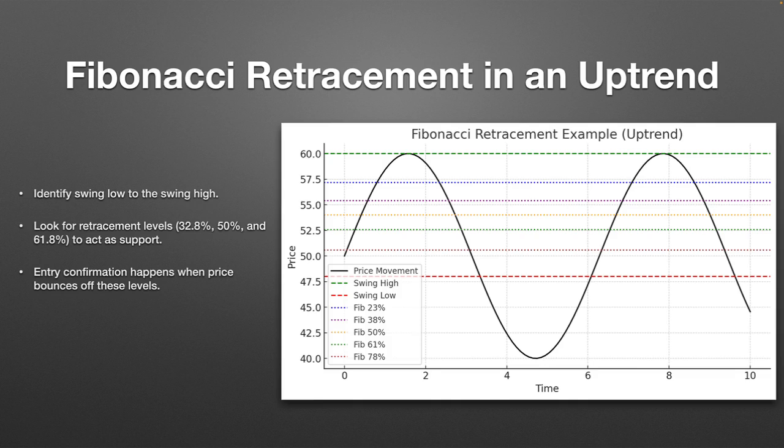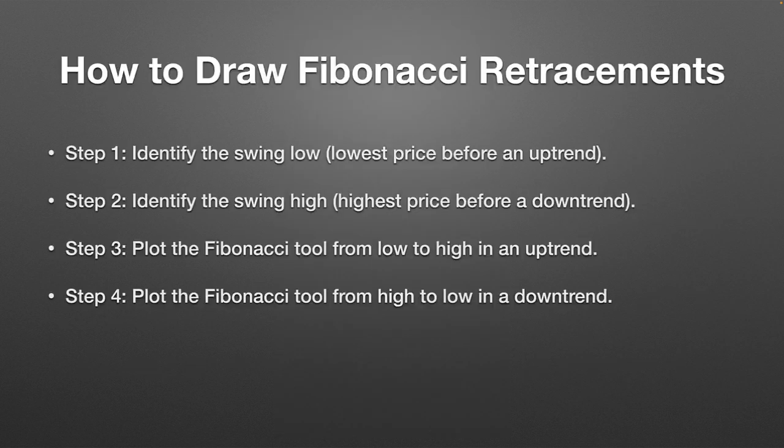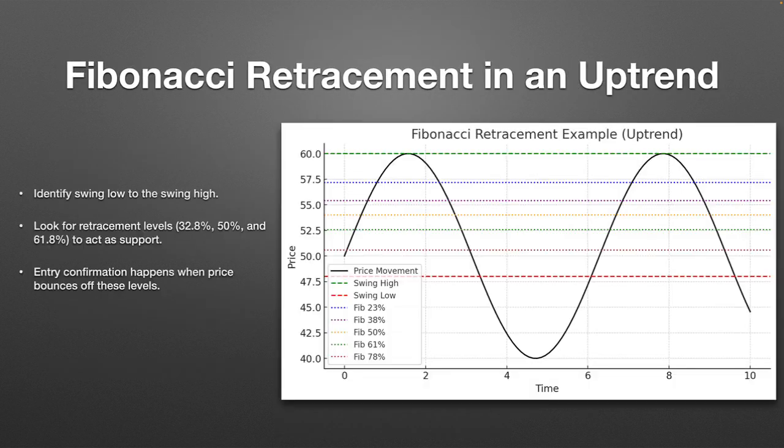So when it pulled back to the 61.8% level and then it took off again, that is our entry confirmation. If price had broken below the 78.6 level, that would be a warning sign that the trend might be failing, right? Remember the 78.6, that's that last level of defense before the trend is invalidated. I don't necessarily want to see that too much, okay?